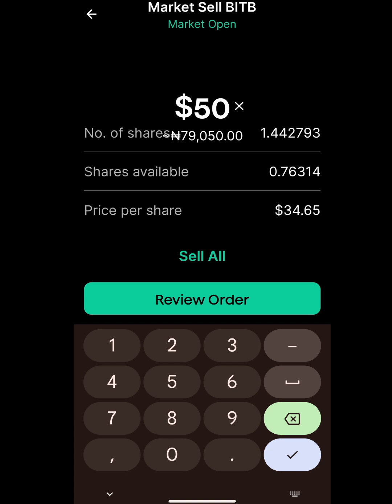You can take the profit and leave the rest in the market and see if it will get better or if you make more money. So sometimes you don't have to sell all your shares. You can just sell some and leave some. In this case though, I want to sell all.